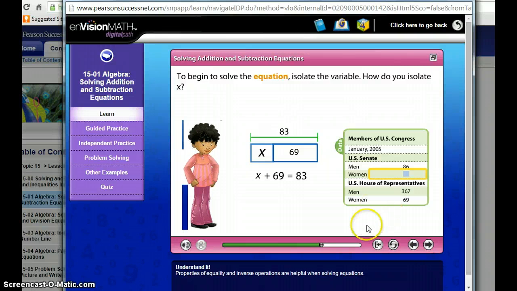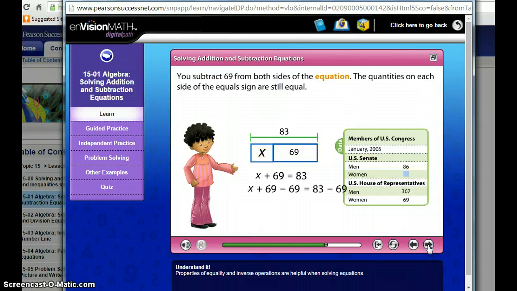To begin to solve the equation, isolate the variable. How do you isolate x? Isolate means to get it by itself. You subtract 69 from both sides of the equation. The quantities on each side of the equal sign are still equal. Okay, now think about this. I'm going to do some examples later. It's going to be a little more clear. I'll show you how you should have it written.